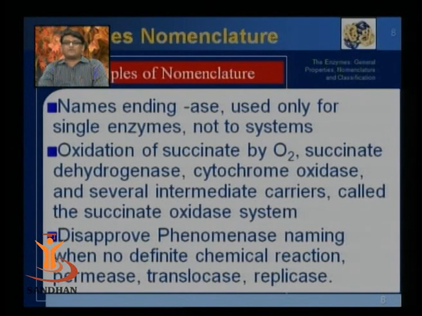That is the guideline. Oxidation of succinate by oxygen, through succinate dehydrogenase, cytochrome oxidase and several intermediate carriers, is called the succinate oxidase system. So oxidation of succinate is a process catalyzed by more than one enzyme, so it is known as an enzyme system. We cannot say that succinate oxidase is the name of an enzyme; instead, a group of enzymes is involved. So we have to say that succinate dehydrogenase system is the correct term. Phenomenon naming is used when there is no definite chemical reaction: permease, translocase, replicase. These names can be used when the phenomena are not definite.